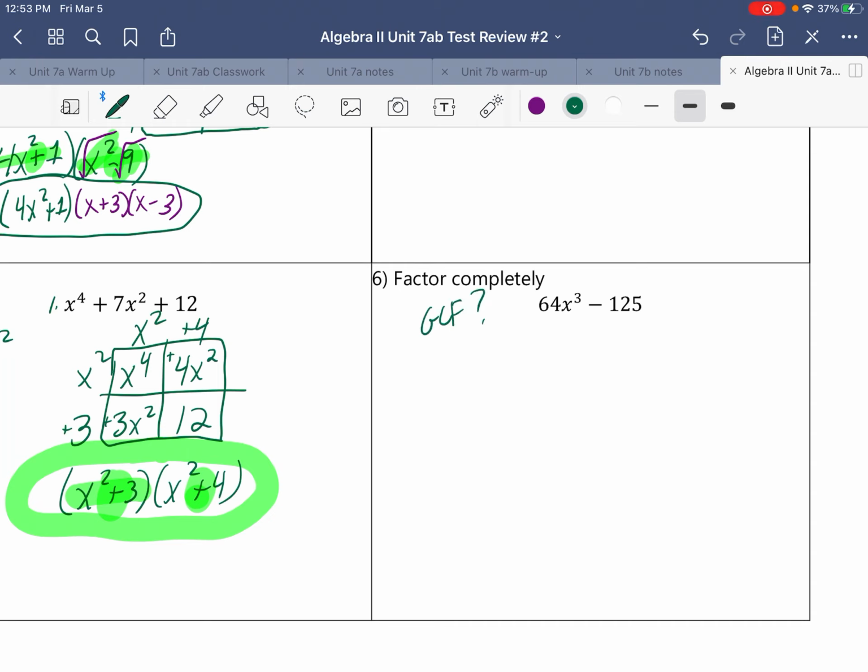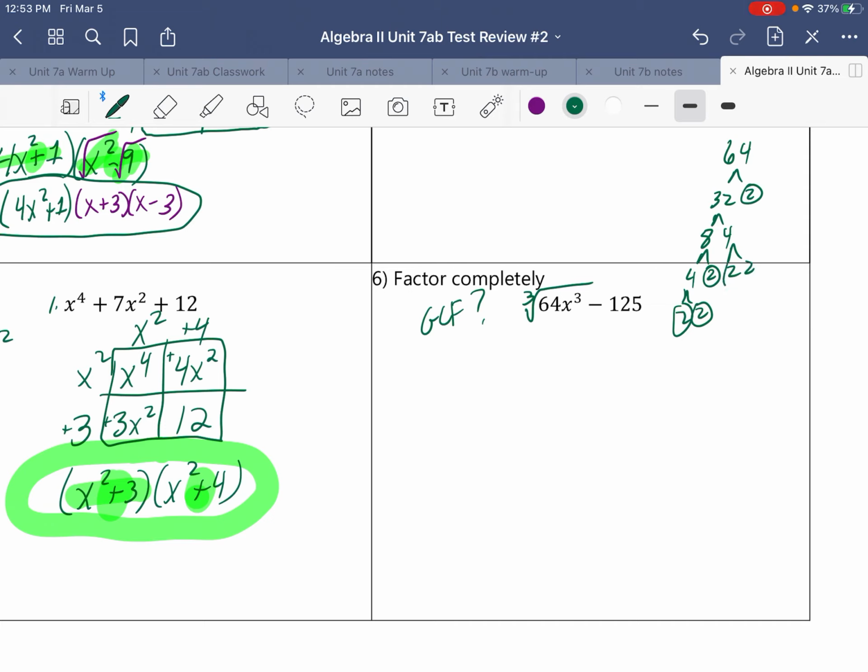Greatest common factor, I can divide out all of those. 64 is 2, no, not 125, there's nothing. I see cubed, so that should tip us off that it is a sum or difference of cubes. Can we cube root 64? If you're struggling with these, think about it. 64 breaks down into 32 and 2, 8 and 4. You can break it down any which way you want.